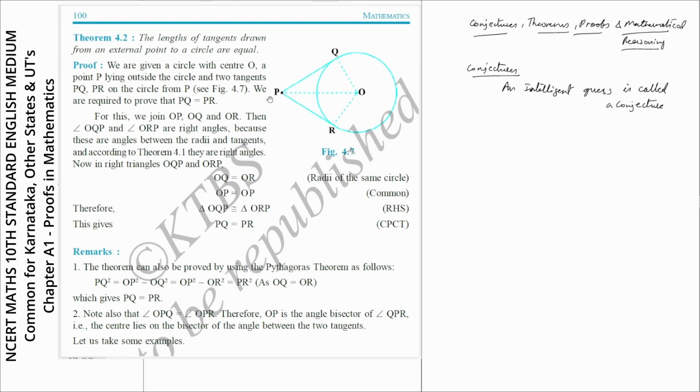So this is a circle, this is an external point, and two tangents are drawn. So how do we prove it? It's very simple. We'll join this external point with the center. Then we'll join OQ and OR.